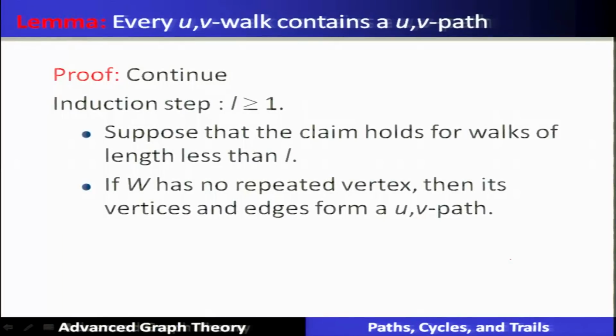Now, we have to see the induction hypothesis when length is at least 1. So, length is greater than or equal to 1 in that case. Suppose that the claim holds for a walk of length less than L. Now, if W has no repeated vertices, then its vertices and edges form a UV path.